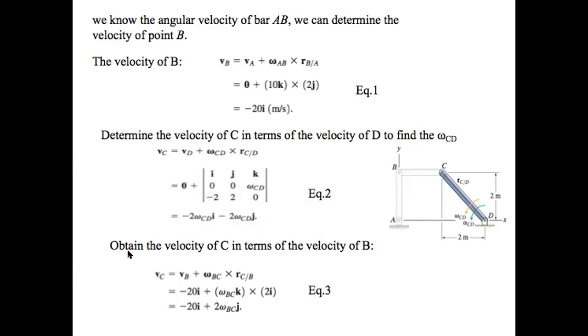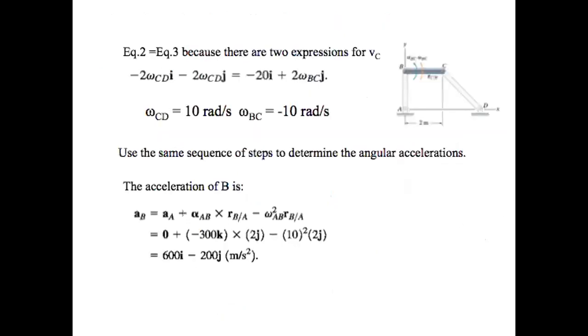Also, we obtain the velocity of C in terms of the velocity of B. This is the equation. Now we have two equations. From equation 2 and equation 3, we can find omega CD and omega BC. The omega CD is 10 radians per second and it's positive, so it's counterclockwise, and omega BC is negative, so it's clockwise.